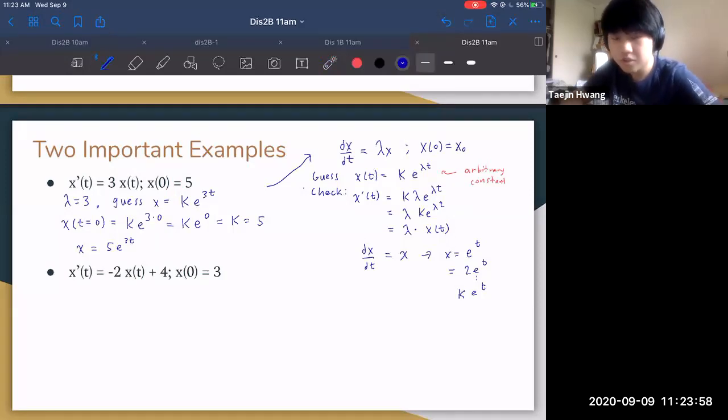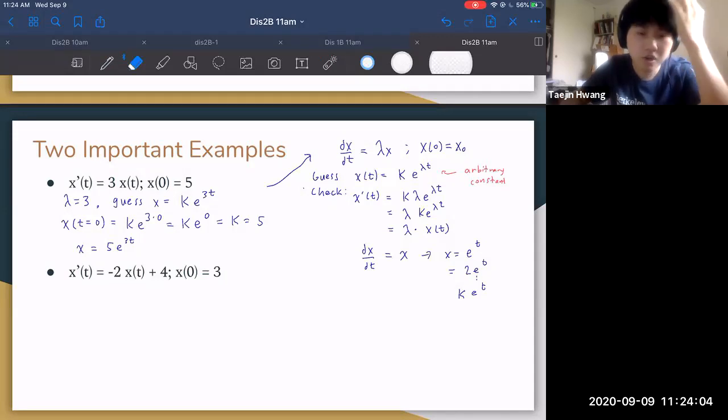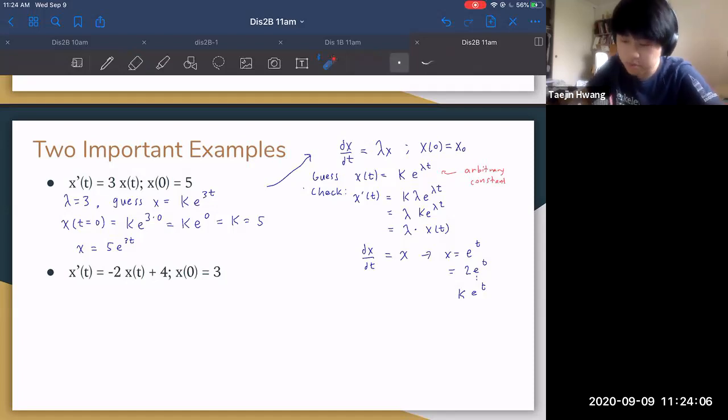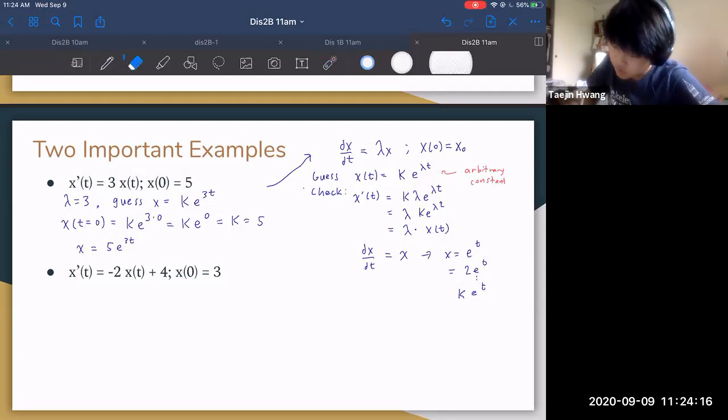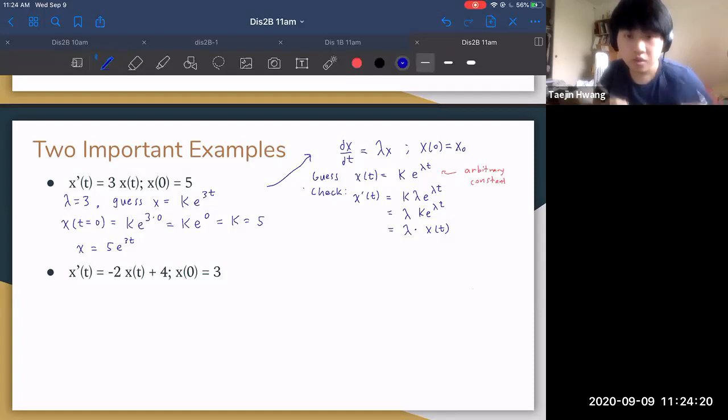All right, and our second example is kind of similar to the first, but it's a little bit more complicated because we have this +4 term here. And this +4 is kind of forcing our differential equation to do something else. So I'm going to briefly erase what's over here, and it's going to employ a new strategy.